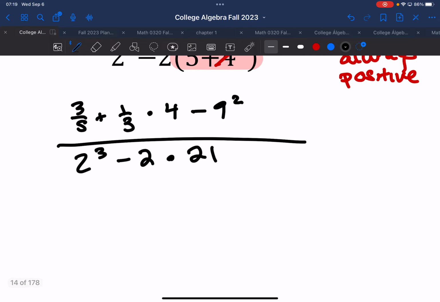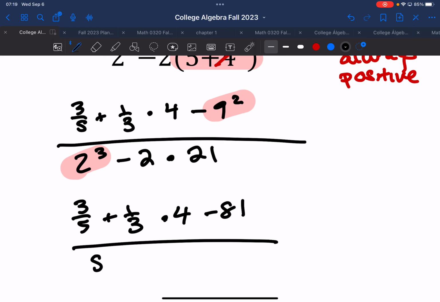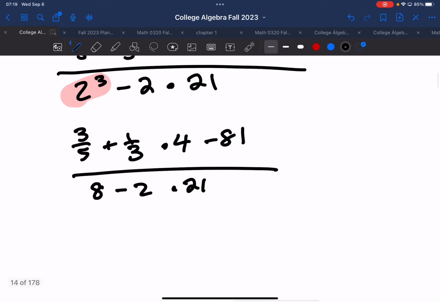What are we going to be doing next? Exponent. So we have an exponent on the numerator and on the denominator. So we're treating those still separate. So we have 3 over 5 plus 1 over 3 times 4 minus 81 over 8 minus 2 times 21. Okay. What's our next step? Multiplication. So we have a multiplication at the top and right here at the bottom.